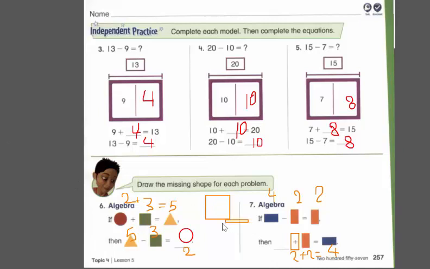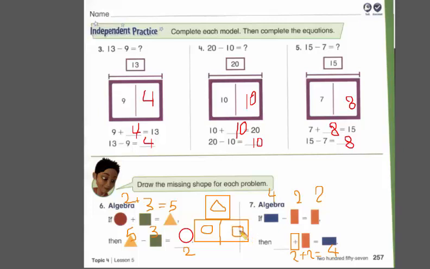Here, the two parts. Yes. So what is the whole? We said the whole is the triangle. So I know that the whole is the triangle. What are the two parts? The two parts, the circle and the square.